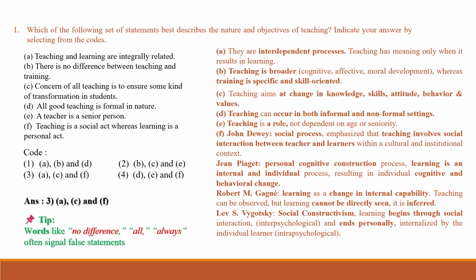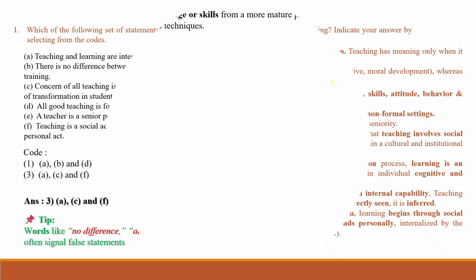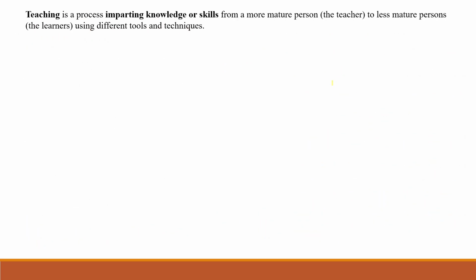Now let's move to the theory part of Module 1, since the question mentioned the nature and objectives of teaching. Let's begin with the definitions of teaching. Various scholars have defined teaching differently. However, teaching generally means instructing or imparting knowledge or skills. Teaching is a process that involves the flow of ideas, instructions, and knowledge from a more mature person, the teacher, to less mature persons, the learners, using different tools and techniques.